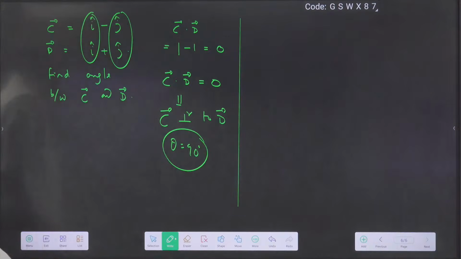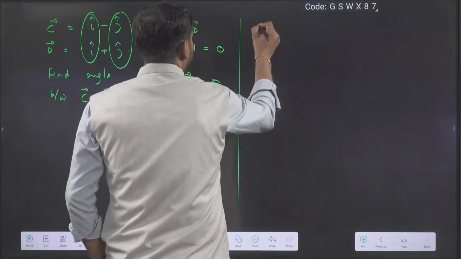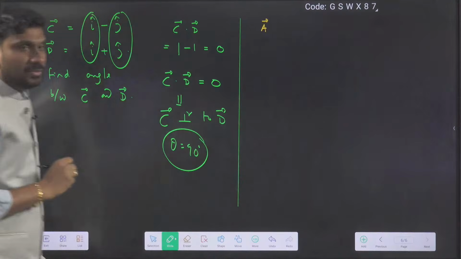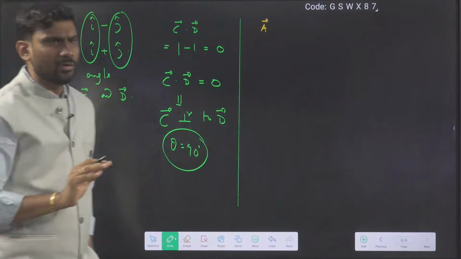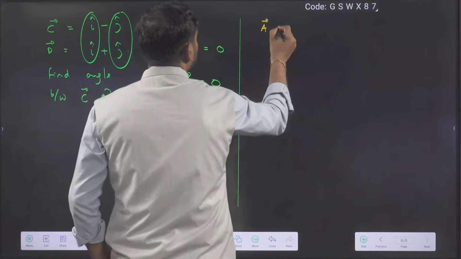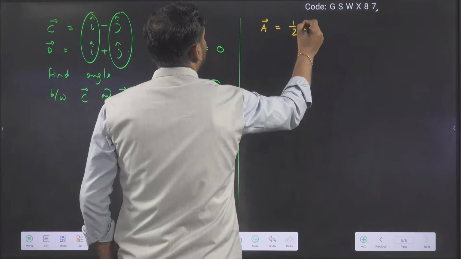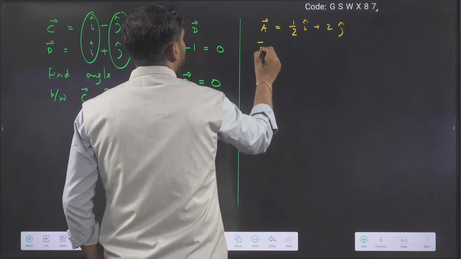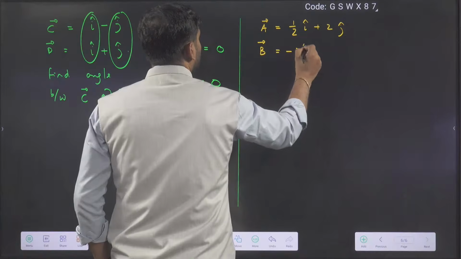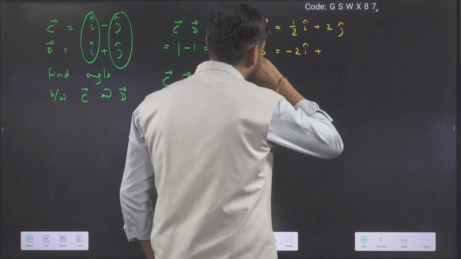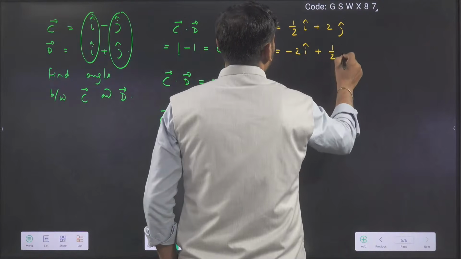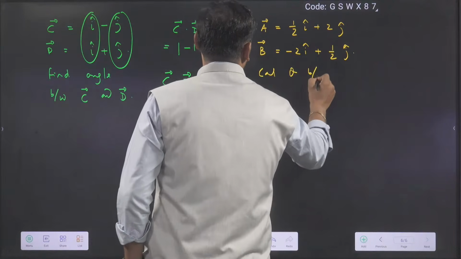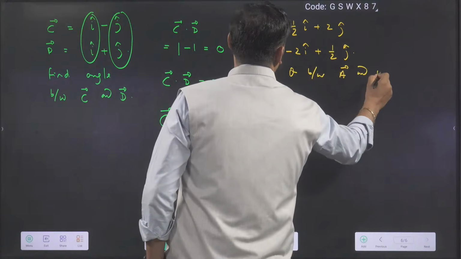Yes. Let's write the next one. A vector, right? Let us work out so many questions, we will do, don't worry. Write: A vector is equal to 1 by 2 I cap plus 2 J cap. B vector is equal to minus 2 I cap plus 1 by 2 J cap. Calculate theta between A vector and B vector.